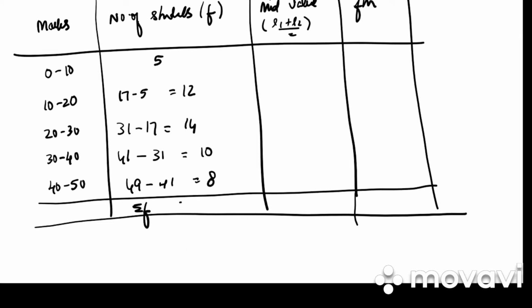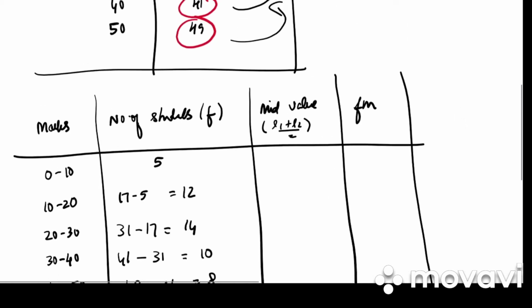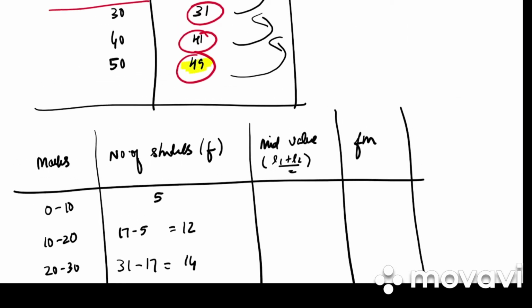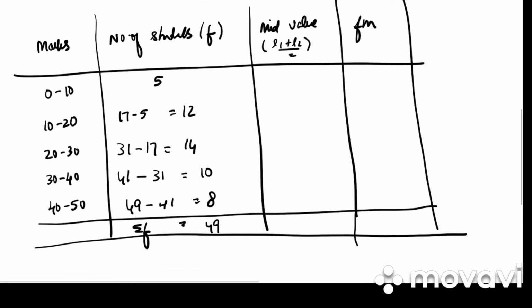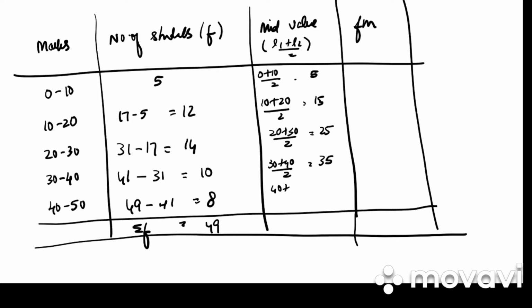We need to find out summation f. 5 plus 12, 17, 17 plus 14, 31, 31 plus 10, 41, 41 plus 8 is 49. So our total should be equal to the last frequency which is given in the question. Next we need to find out the mid value. So what is it? 0 plus 10 divided by 2, 5. 10 plus 20 divided by 2, 15. 20 plus 30 divided by 2, 25. 30 plus 40 divided by 2, 35. 40 plus 50 divided by 2 is 45.